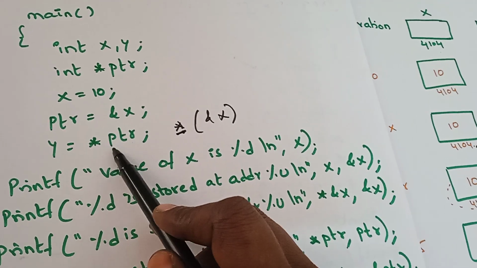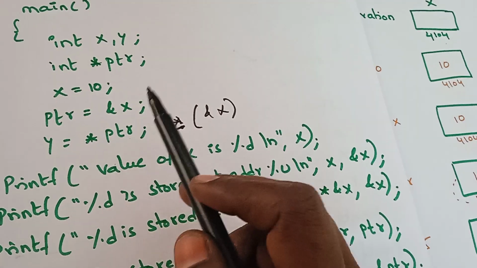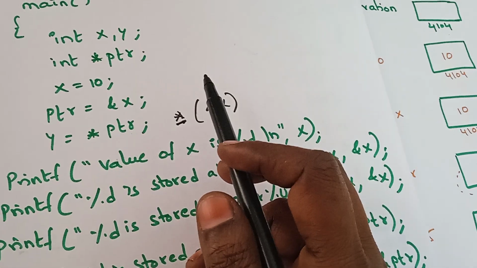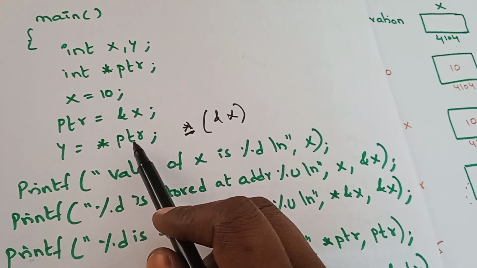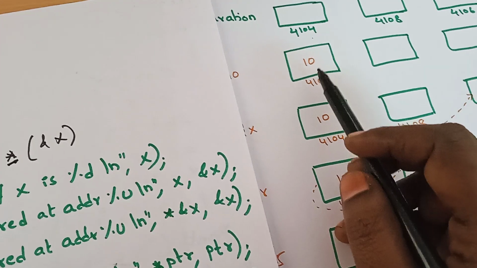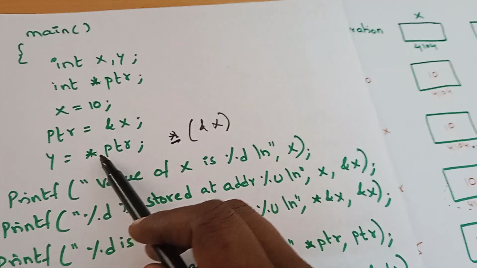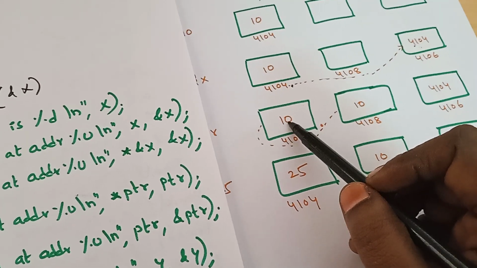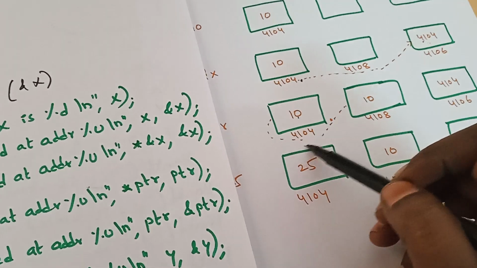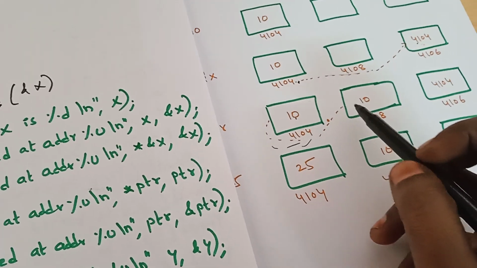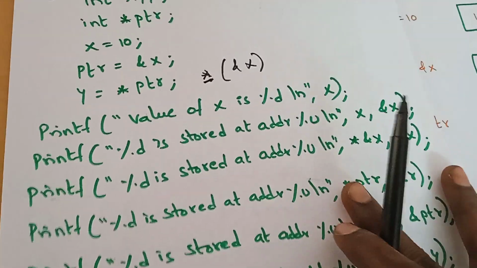So y = *ptr, where ptr = &x. What do you mean by *ptr? The value of x. Now, what is the value of x? 10. That is given to whom? The y variable. Now look at this. 10 is the value available in x, and that is pointing to y. That is, y = *ptr. Okay. Now look at this.